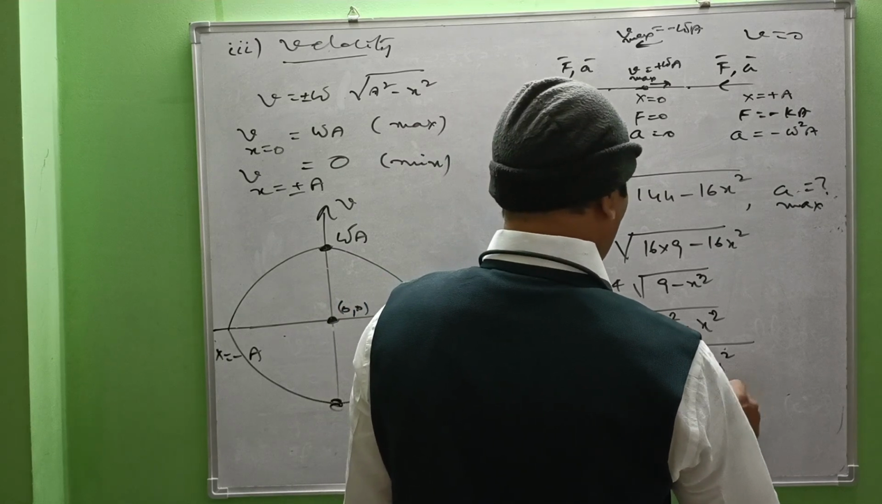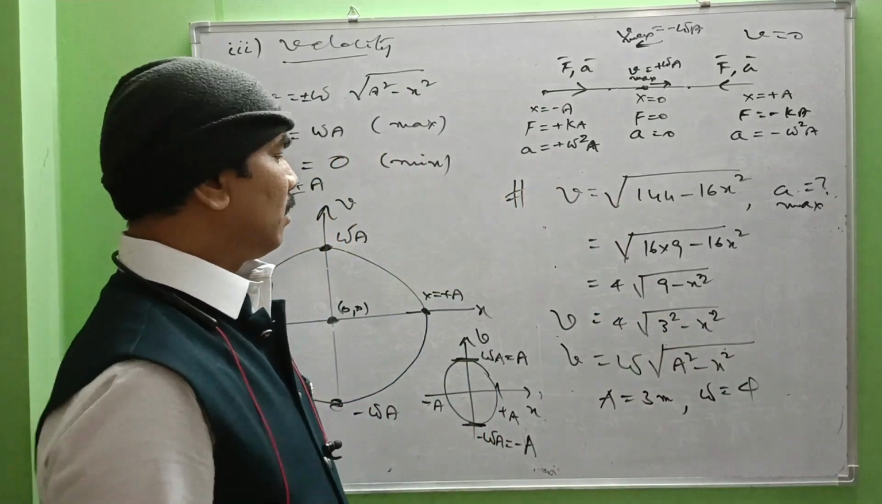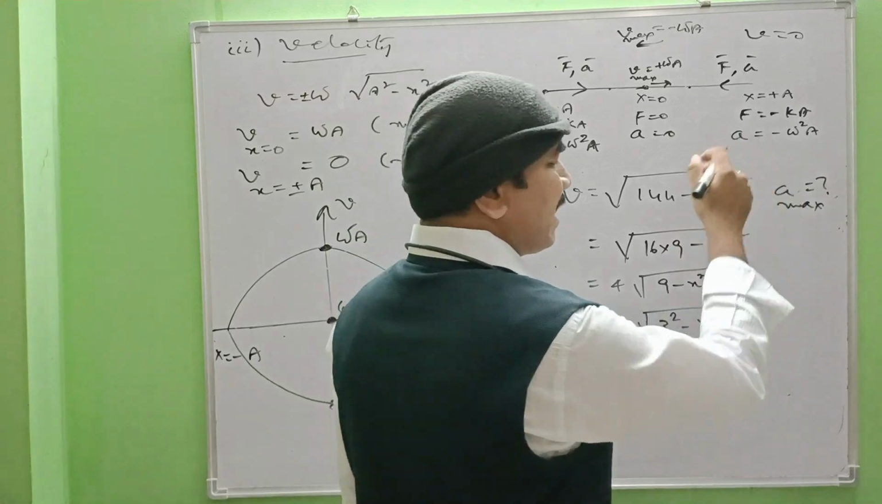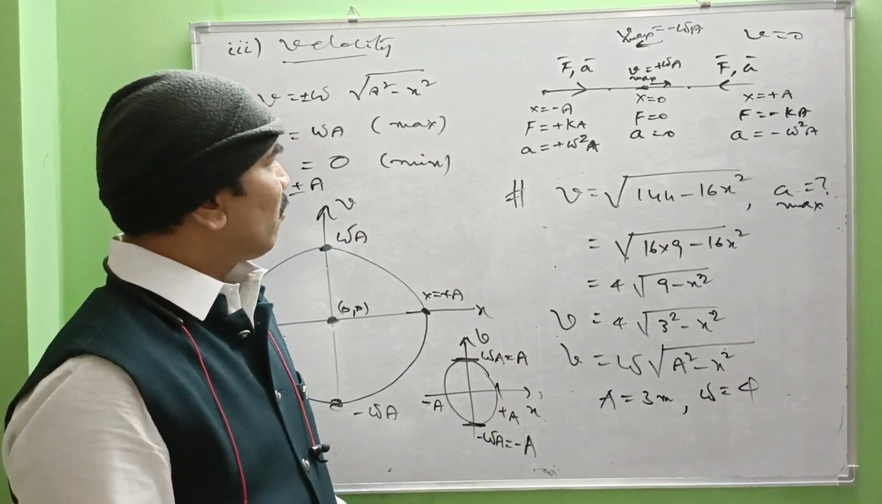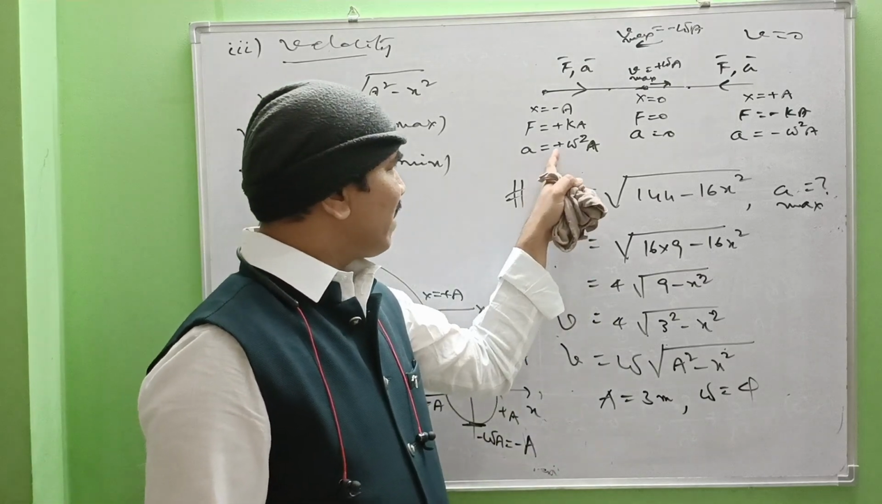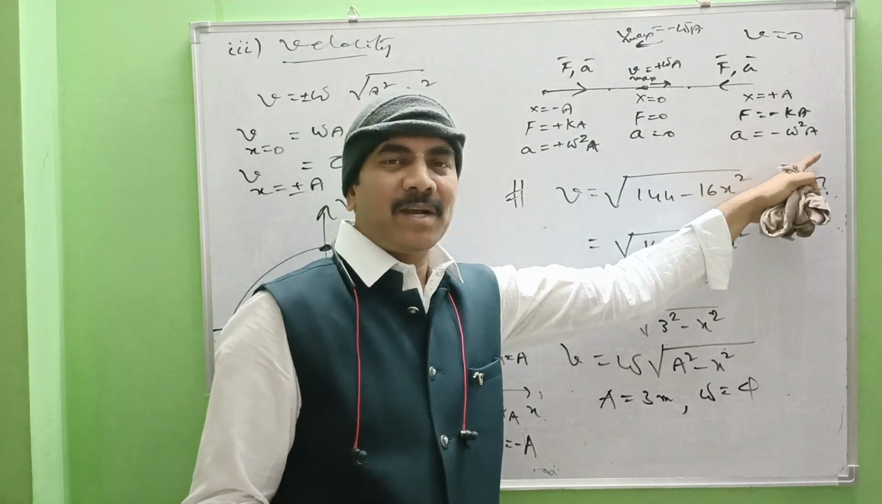Next, omega equal to 4. Now what is the maximum acceleration? What is the expression for acceleration? We only just came across acceleration. Maximum acceleration is plus omega square into amplitude, otherwise minus omega square into amplitude.